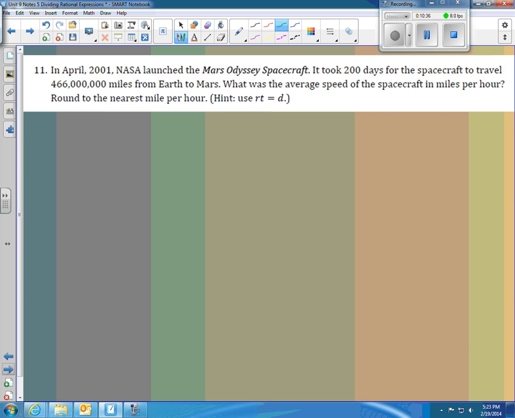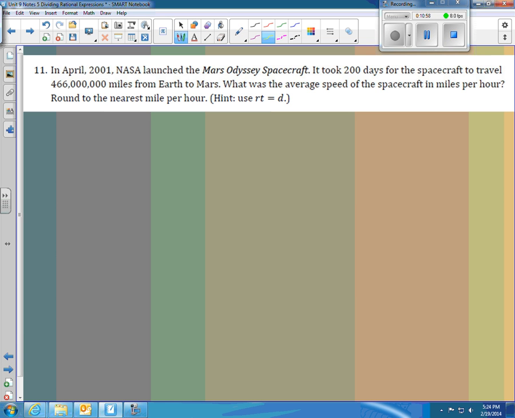Okay, number 11. In April 2001, NASA launched the Mars Odyssey spacecraft, and it took 200 days for the spacecraft to travel 466 million miles from Earth to Mars. What was the average speed of the spacecraft in miles per hour? Round to the nearest mile per hour.